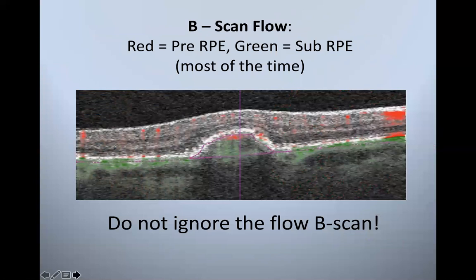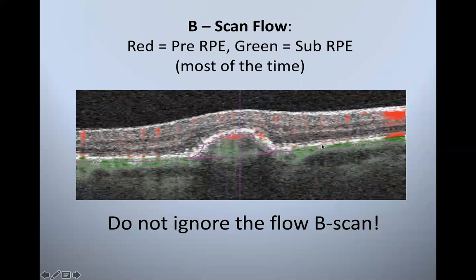The other thing I want to keep in mind is that we do get two-dimensional tomographic B scans from these OCT angiograms, because we are using OCT technology. In most systems, they do provide these B scans with what's called a B scan flow pattern. If you look at the flow in this particular image, anything that's red is moving, anything that's green is moving.